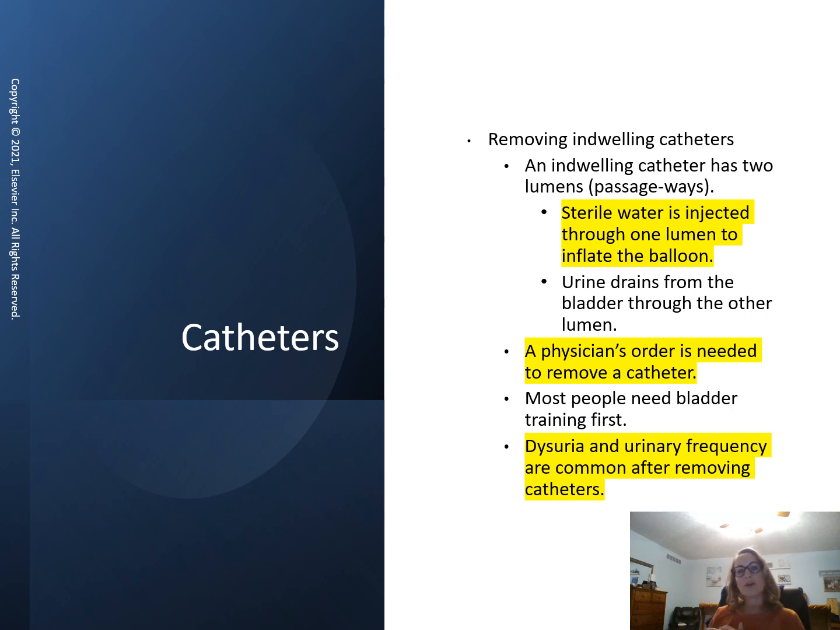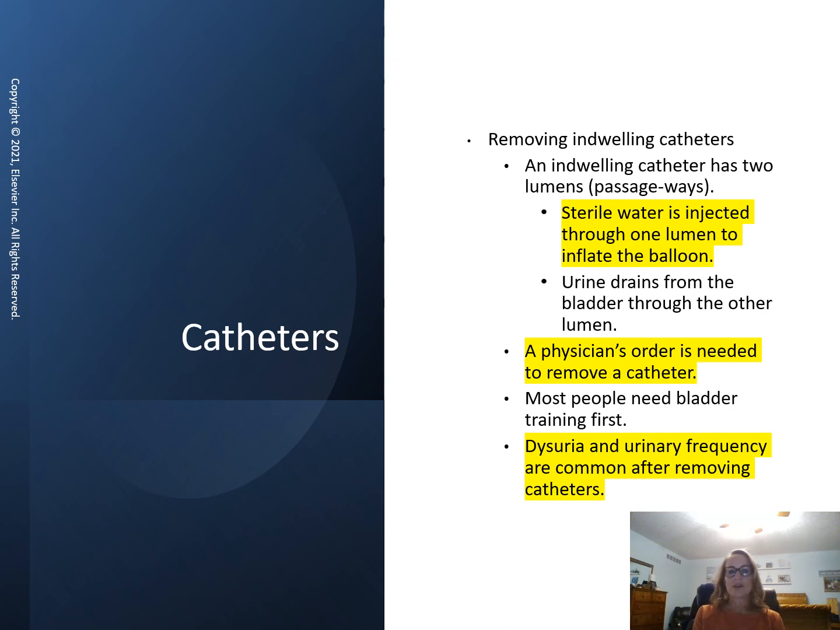Okay, so removing indwelling catheters. You're going to be able to learn how to do that. When the nurse actually puts the catheter in, there are 2 lumens. We inject sterile water through 1 lumen to inflate a balloon, and this helps keep it in the bladder. Then urine will drain out of the other part. So there are 2 tubes.